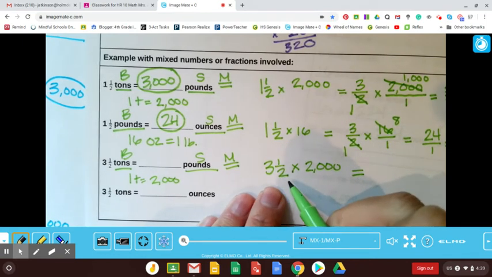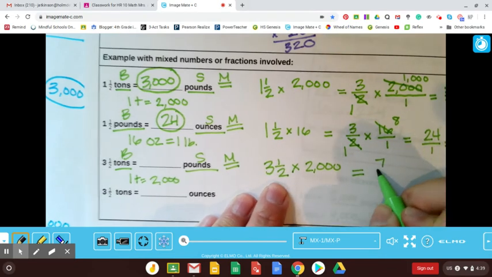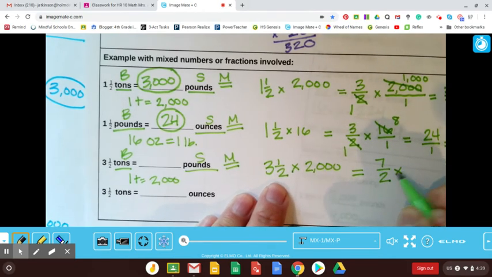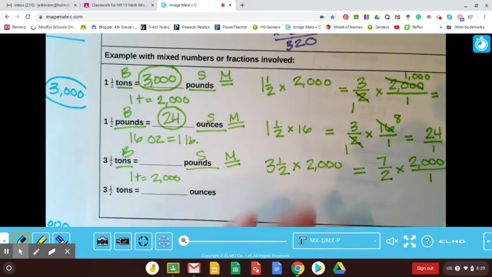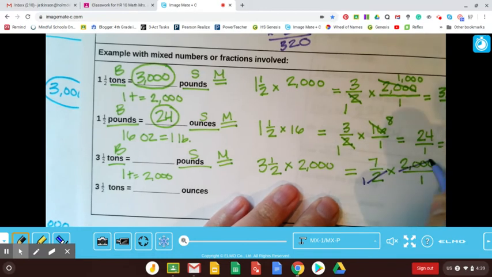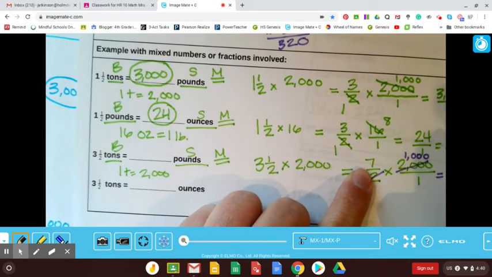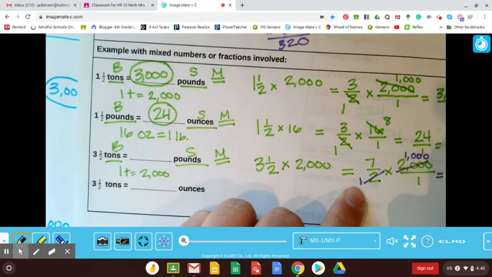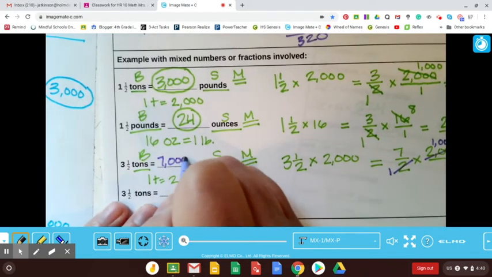So changing this into an improper fraction, 3 times 2 would be 6, plus 1 is 7. So we have 7 halves times 2,000 over 1. All right, can we cross cancel? Yep. And now we can do top times top over bottom times bottom. And our final answer is 7,000 pounds.